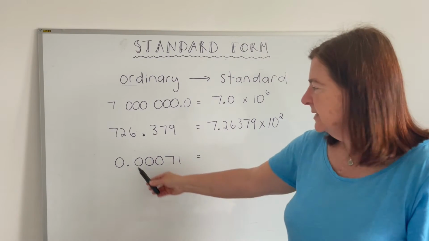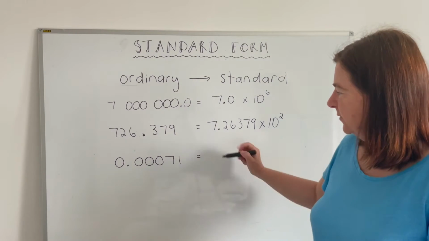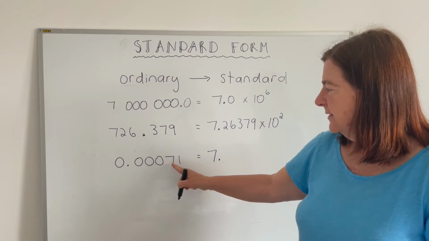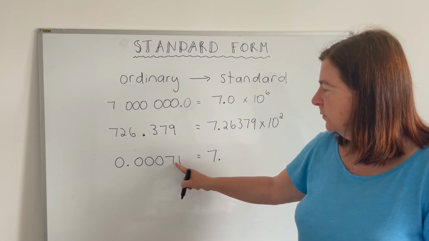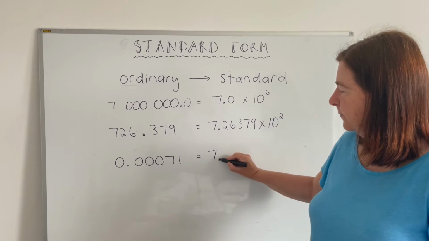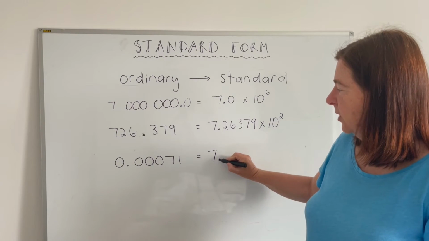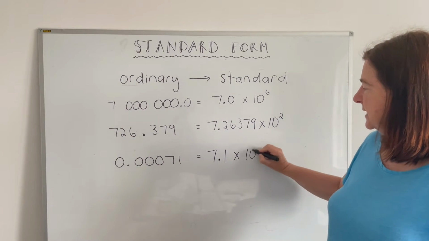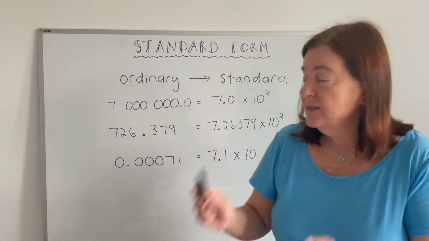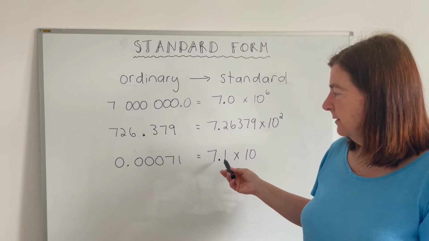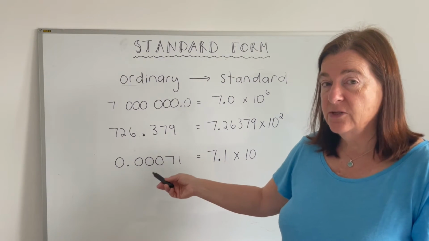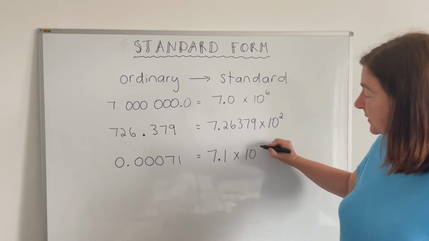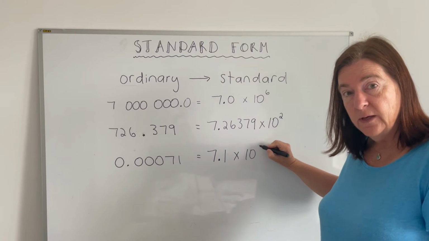Now this number is 0.00071. So if I write it in standard form, my first digit is 7. So standard form is always the first, the comma after the first digit. So it's going to be 7.1 times 10. Now, this number has become bigger, because 0.00071 is a small number and I've made it bigger, 7.1.